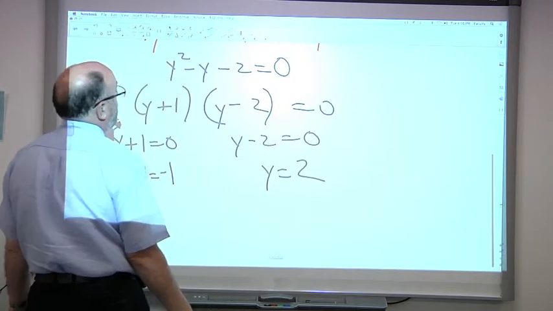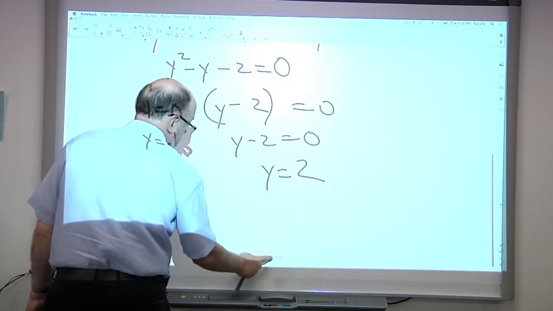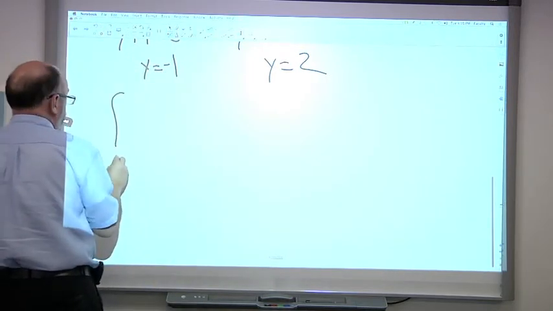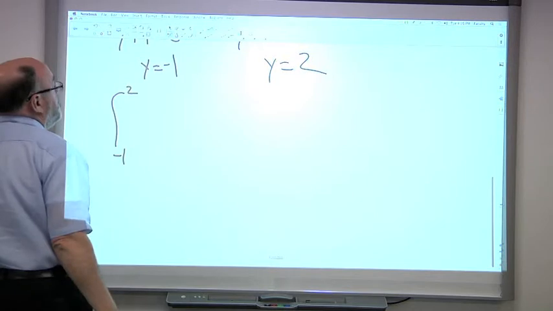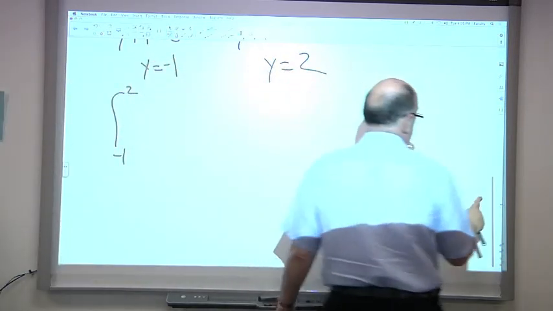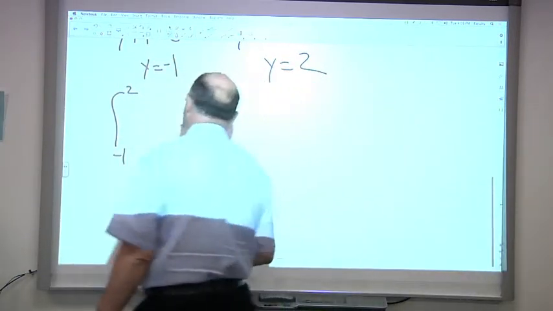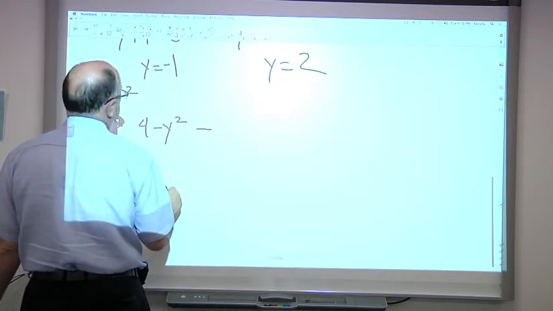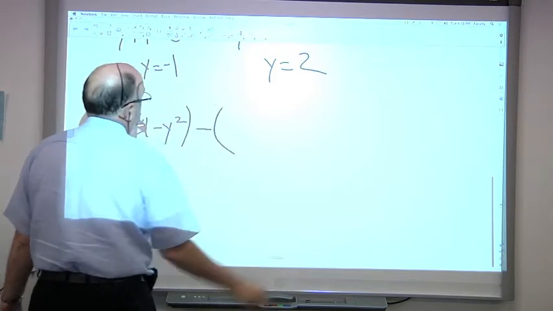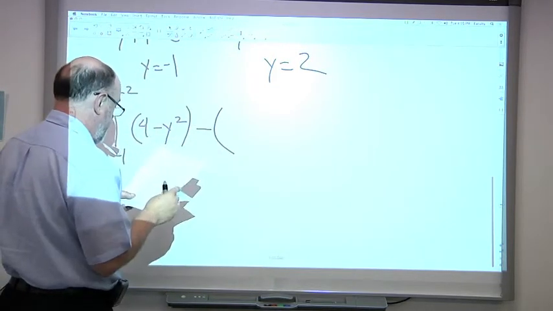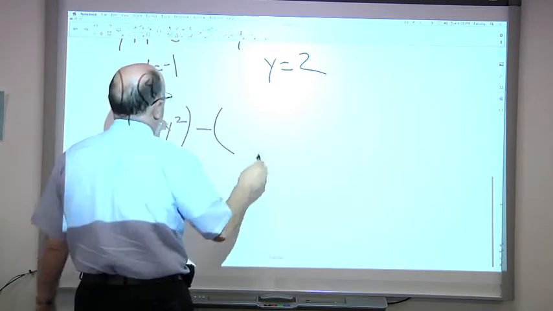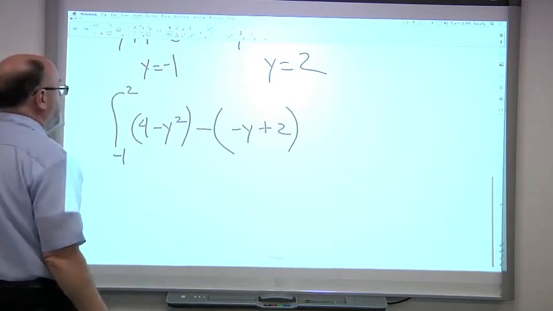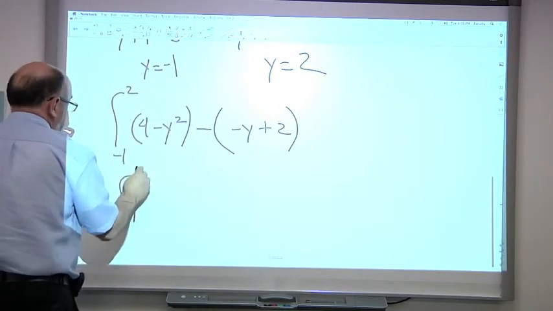So now, we can plug in. I'm going to integrate from negative 1 to 2. Right? Again, we got our quadratic, which was 4 minus y squared, minus my linear function, which was minus y plus 2. Right? Again, we can do our math part.